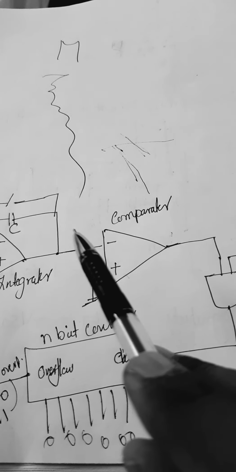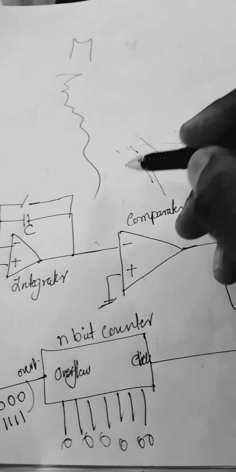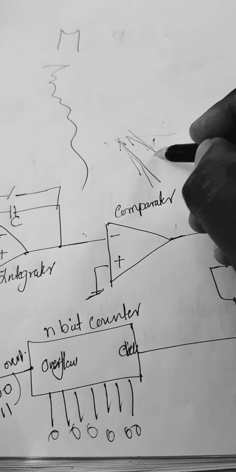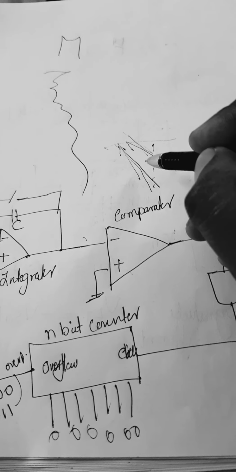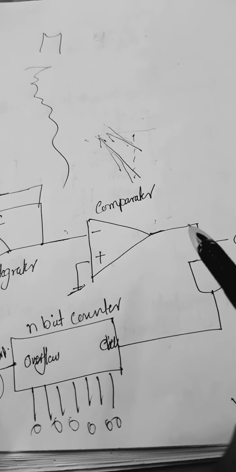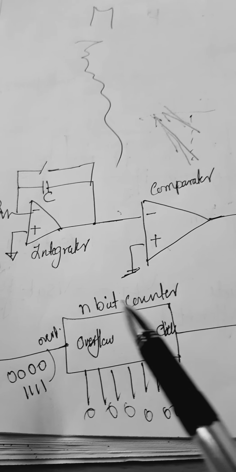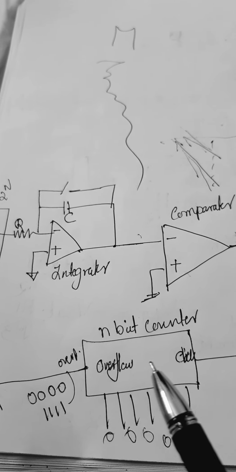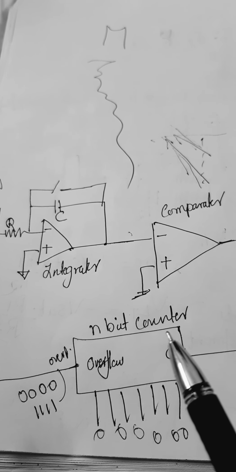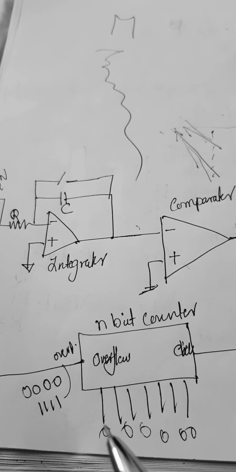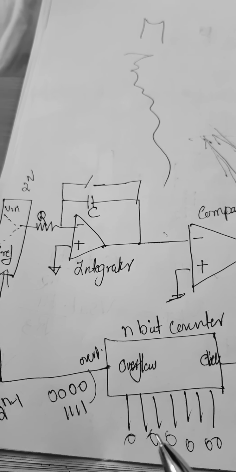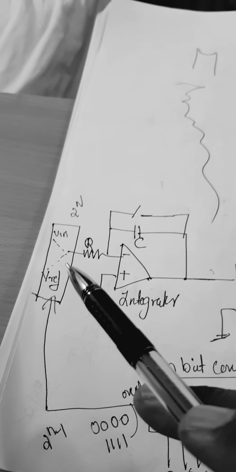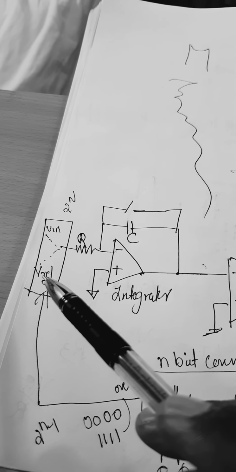Whenever the integrator output is going negative, the comparator output is high, so the counter starts counting and is allowed to count fully. Once it is a full count, the overflow becomes 1 and the output of the counter resets to 0. At that time Vin is shifted to V reference.